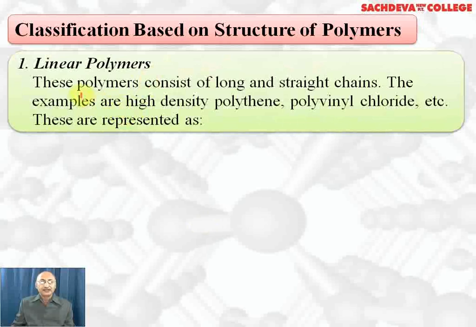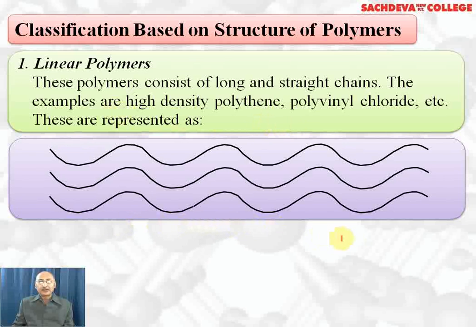Classification based on structure of polymers. First, we are classifying into linear polymers. These polymers consist of long and straight chains. Examples are high density polythene and polyvinyl chloride. These are the linear polymers, that is, straight chain polymers.